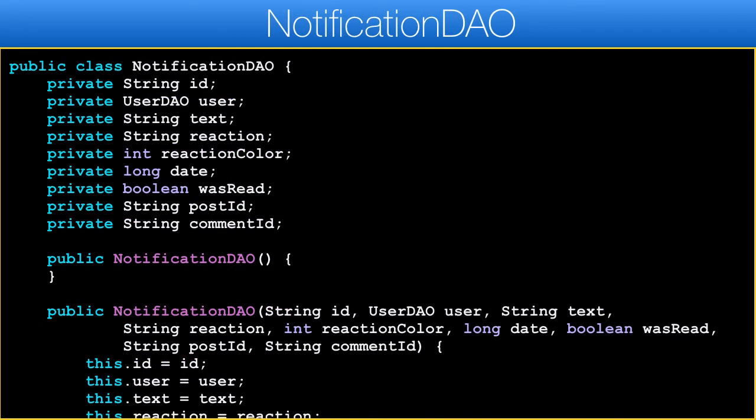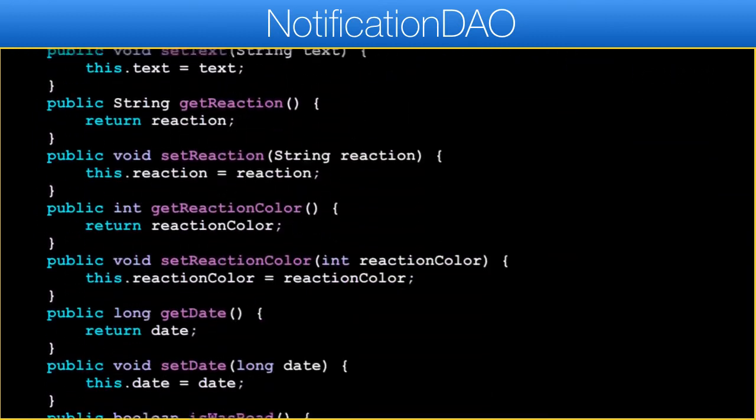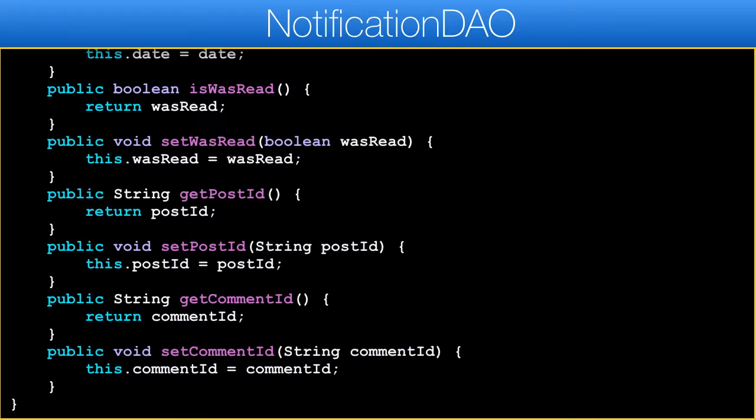The next step is the DAO, which again maps very closely. There is literally nothing special here. We might as well have used the notification entity to some degree. As you can see, the rest of the code is classic boilerplate.